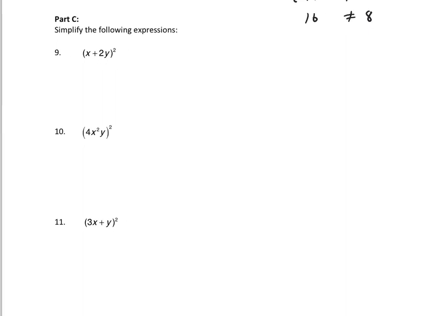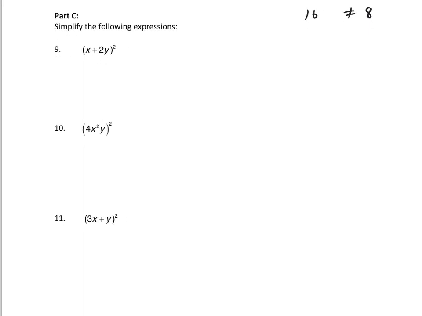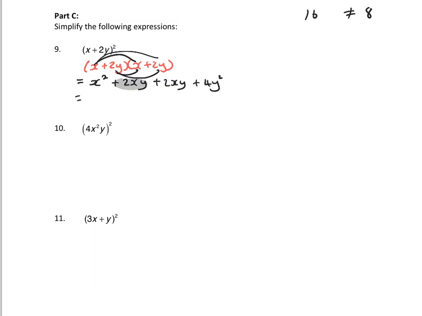So part C. Simplify the following expressions. So what will you do there? You'll just multiply it all out. So in other words, (x plus 2y) times (x plus 2y). What you're going to do, you're just going to expand it. So x times x is x squared. x times 2y is 2xy. 2y times x is 2xy. And 2y times 2y is 4y squared. Okay, are there any like terms? Yes. 2xy plus 2xy. So it's x squared plus 4xy plus 4y squared.